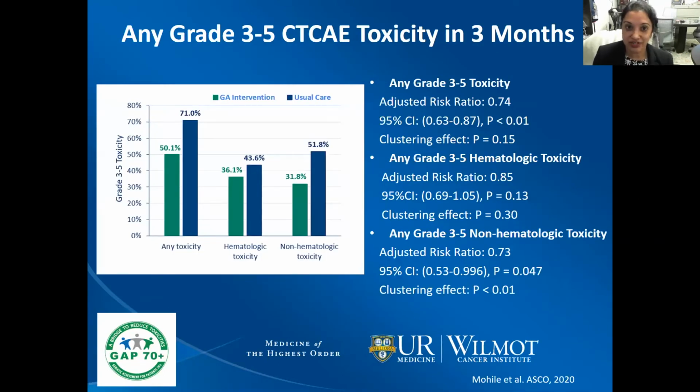We did find that the geriatric assessment intervention improved tolerability by lowering grade 3 to 5 CTCAE toxicity over 3 months with a risk ratio of 0.74. The prevalence of having any toxicity in the intervention arm was 50% compared to 71% in the usual care arm. And this played out more with non-hematologic toxicity, or those toxicities we think of as really influencing quality of life, like fatigue, neuropathy, GI complaints, rather than hematologic toxicity.